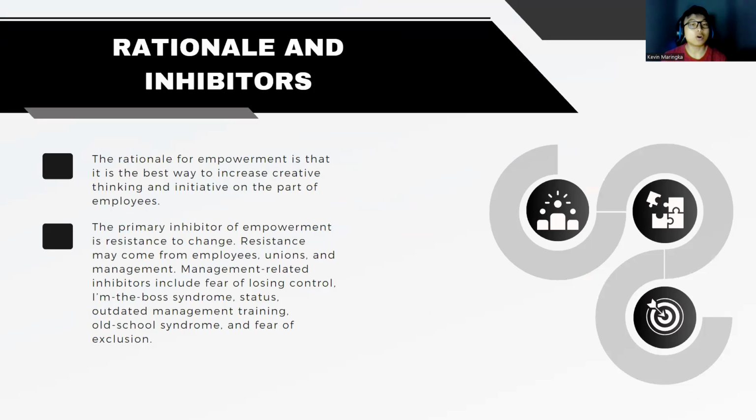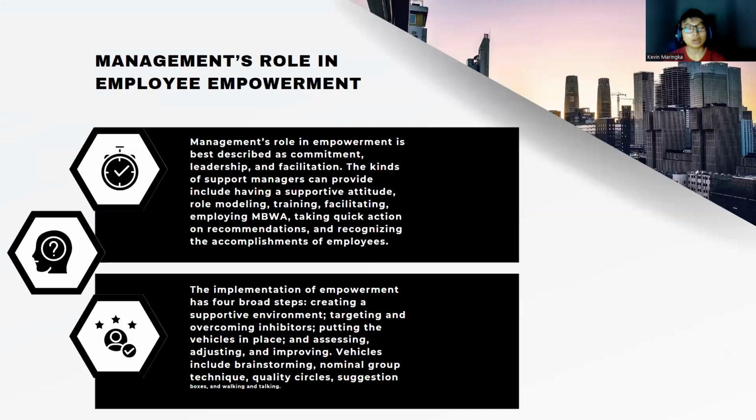The rationale for empowerment is that it is the best way to increase creative thinking and initiative on the part of the employees. The primary inhibitor of empowerment is resistance to change. Resistance may come from employees, unions, and management. Management-related inhibitors include fear of losing control or fear of losing their status or their authority in general. Now we're going to discuss management's role.